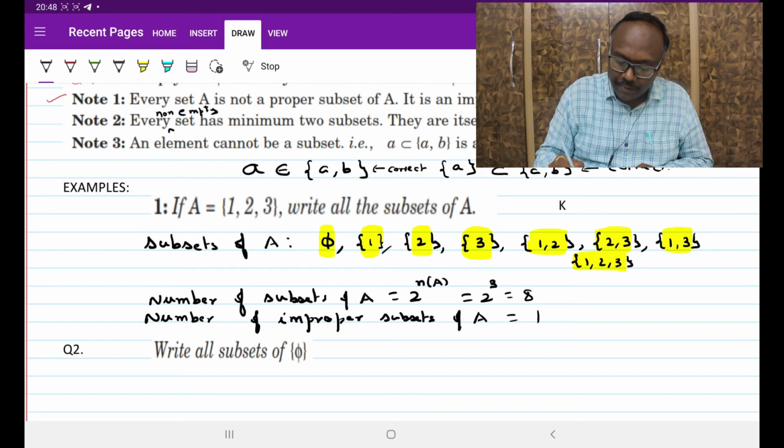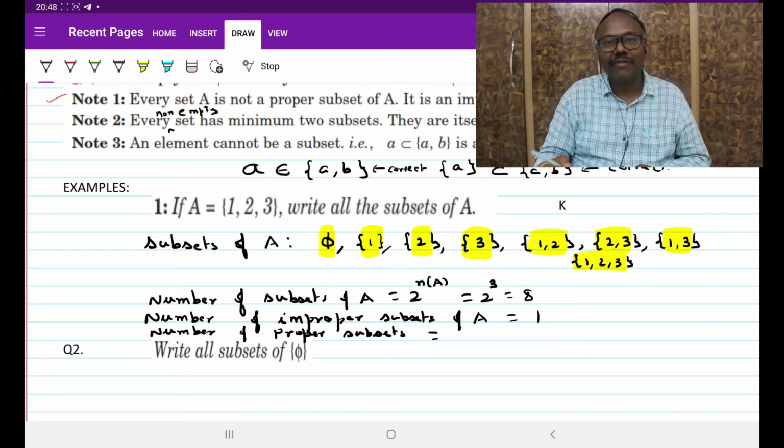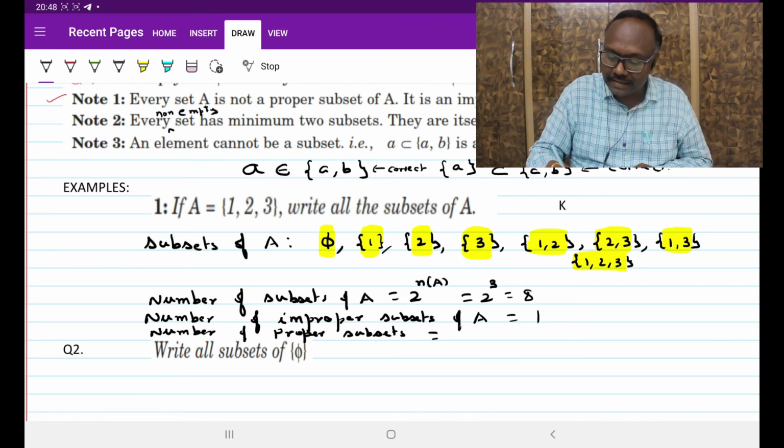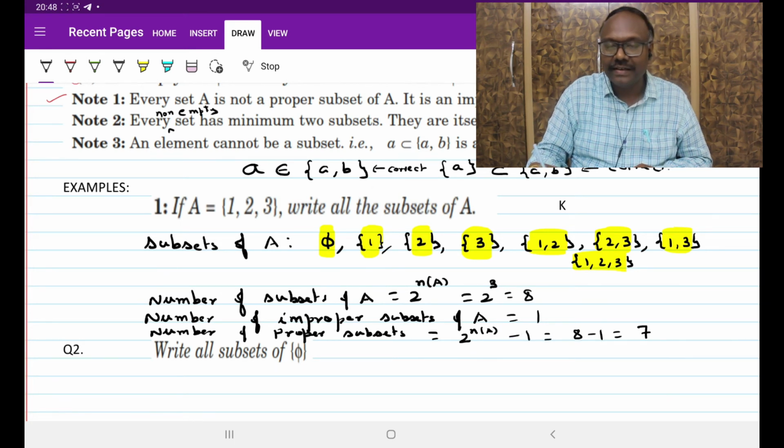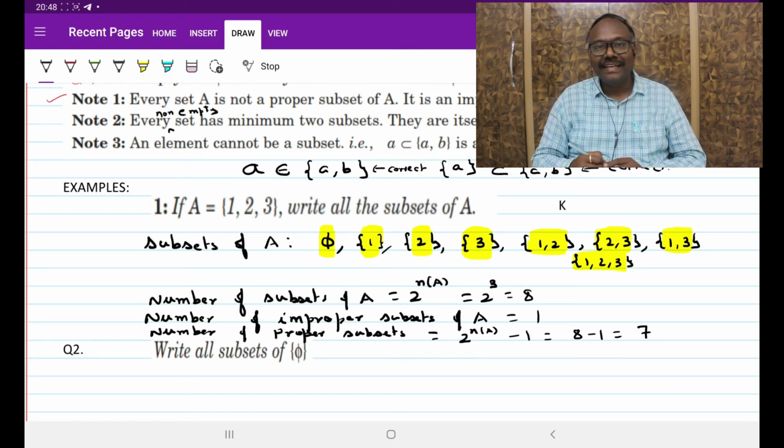So number of proper subsets is equal to, we have to subtract 1 from the total number of subsets, that is 2 to the power of n of A minus 1, that is 8 minus 1, that is equal to 7. So in this example we have totally 7 proper subsets.